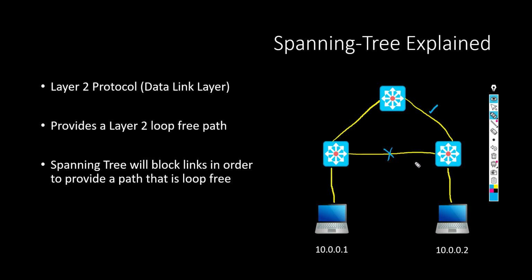So at no point will all of these links be usable at the same time. So there's no way for traffic to come here and loop back around. At the same time, there's no way for traffic to go this way and loop back around. Because one thing I failed to mention, without Spanning Tree, not only can it loop in this direction, but it can also loop in this direction. So you can have a loop going on in both directions. But this is what Spanning Tree is going to prevent by blocking certain links in the network.